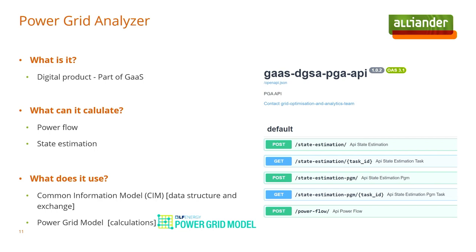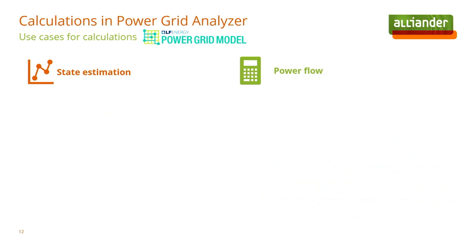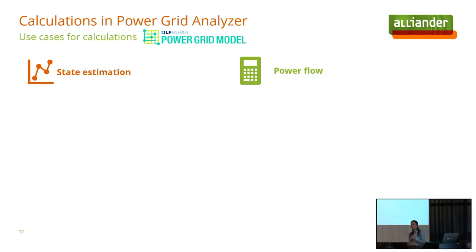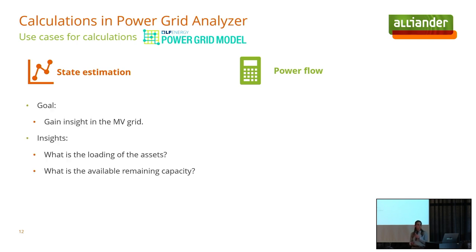On the right hand side, you can see how the API looks. As I mentioned, we have these two calculations. So what are the use cases? Mostly now we focus on doing calculations in the medium voltage network. Our goal with the state estimation is to gain insight in the network because we don't have measurements everywhere. So we also use measurements and pseudo measurements when measurements are not available, because we haven't monitored the networks with such granularity. Monitoring them in this way also enables us to get insights on how the assets are being used, where there is more room, where the congestions are actually happening.